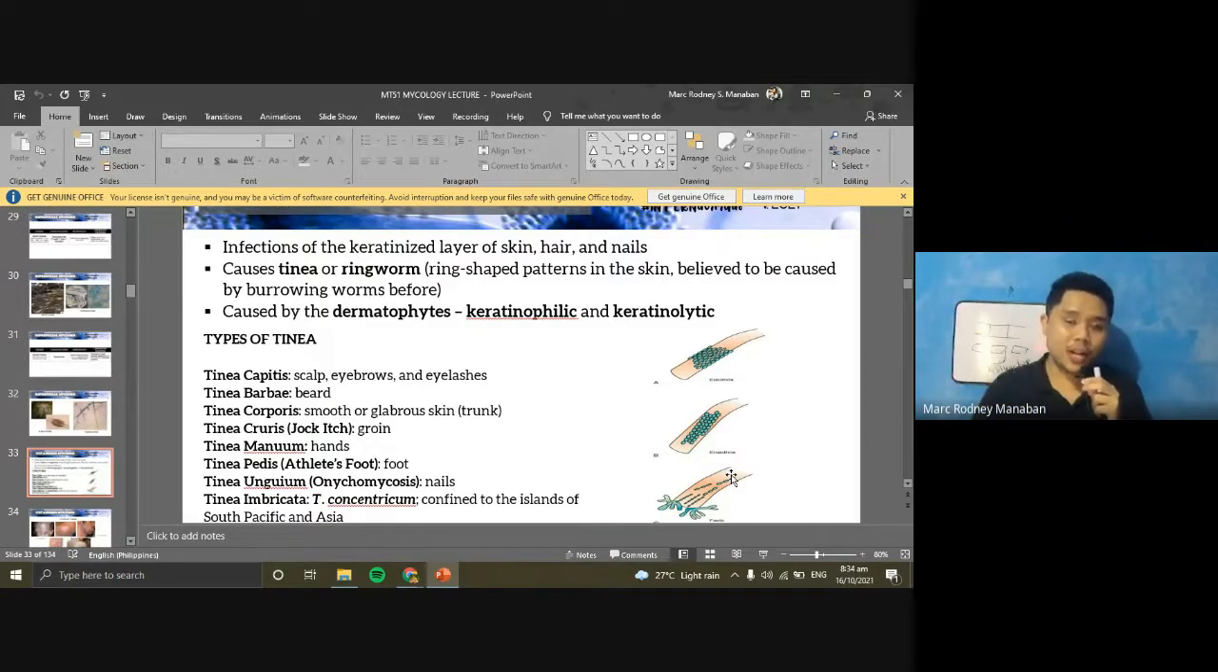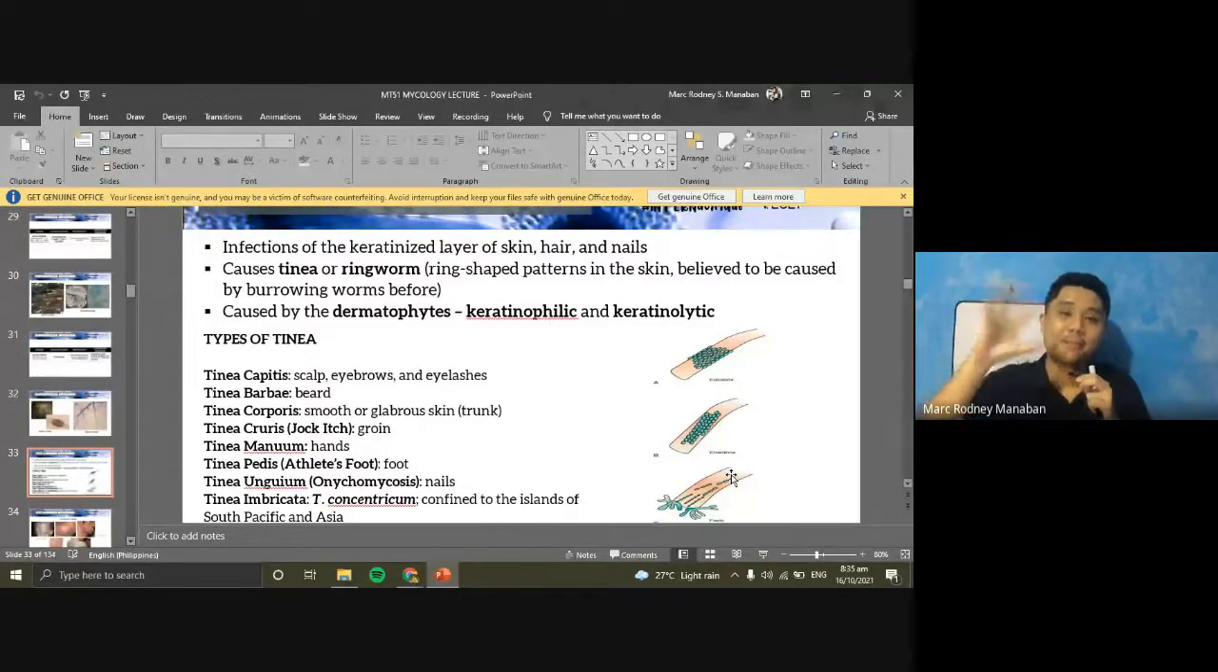Now for cutaneous, again as mentioned, usually same ra gyud og description ang cutaneous and superficial. Ang cutaneous mycosis, ang pinaka-important lang is that the organisms really use keratin. Or they are keratinophilic and keratinolytic. Keratinophilic meaning they love keratin and keratinolytic ila yung bungkagon or gamiton ang keratin. And for cutaneous mycosis, usually atong gina-refer to are the dermatophytes. Keratinophilic, keratinolytic. And usually they cause tinia, or ringworm.